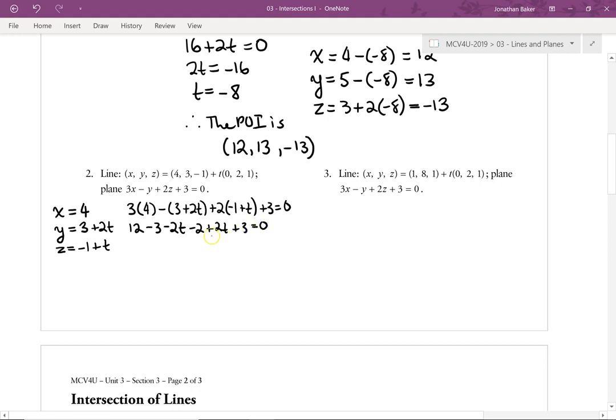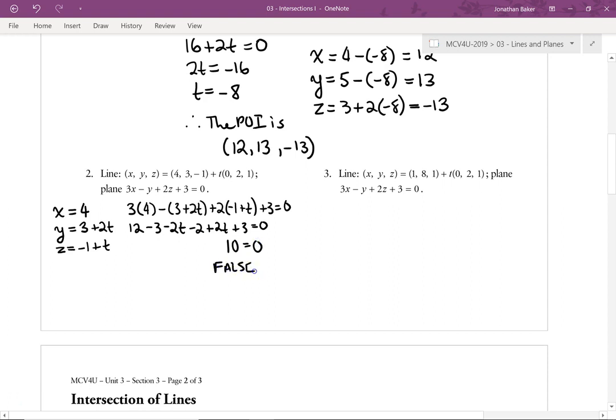And so the thing to notice here is that we've got a minus 2t and a plus 2t. So when this simplifies, the t terms are going to be gone, and we're going to have these constants left over. When we add them together, we have minus 3 plus 3, those are going to be gone. 12 minus 2 is 10. So we're going to have 10 equals 0, which is false.